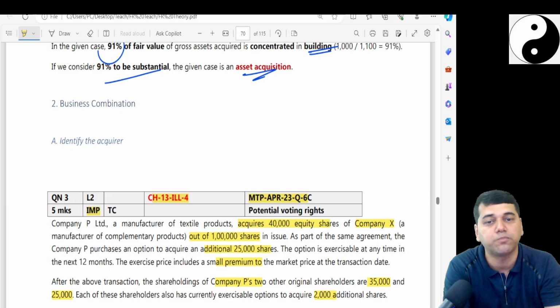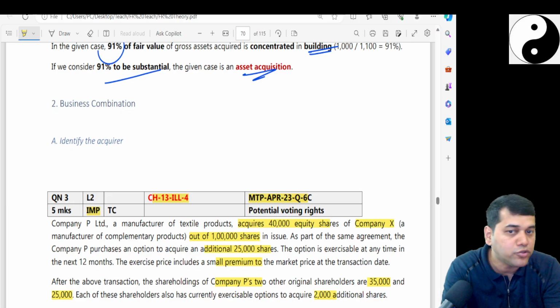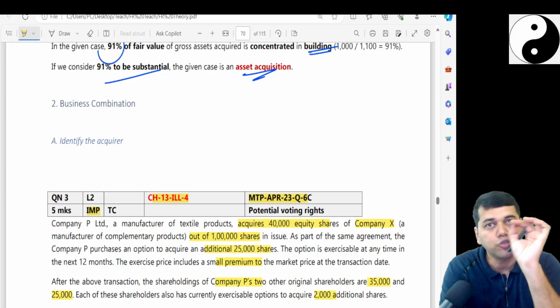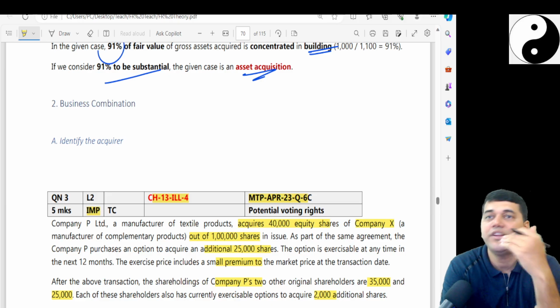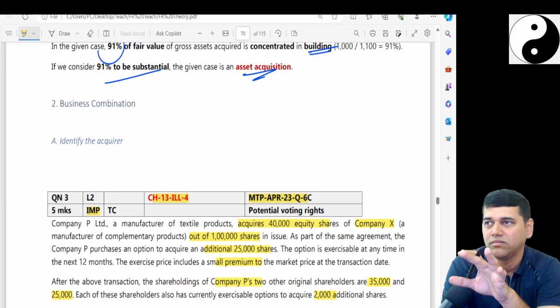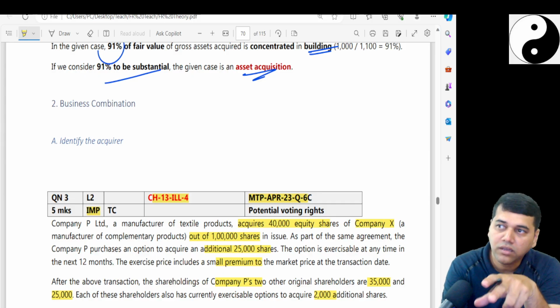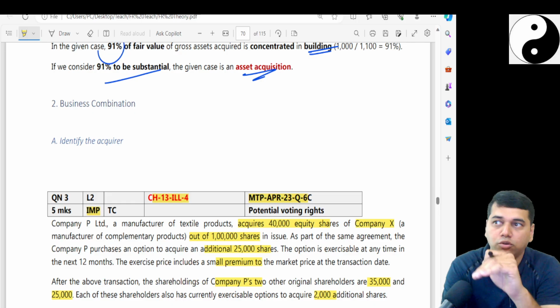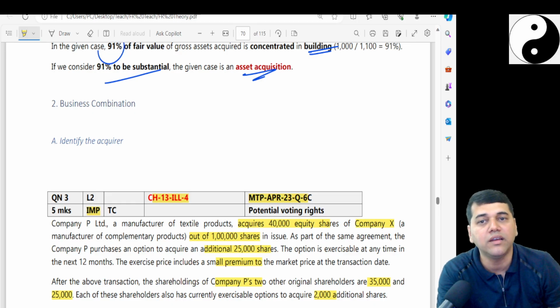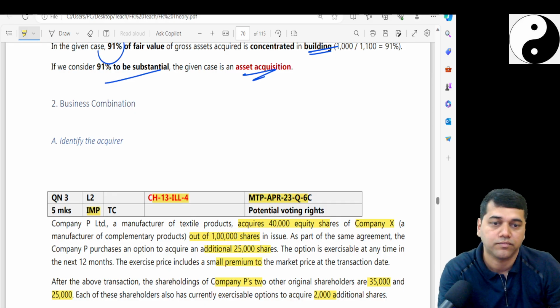Yes, students, so please pause your video. They have given you certain numbers. I want you to do the calculation and tell me: when you acquire more than 50% stake, that's the general rule, you acquire control. Now tell me, have you acquired that control here using these numbers? Please pause the video, then we will learn how to do the calculations.